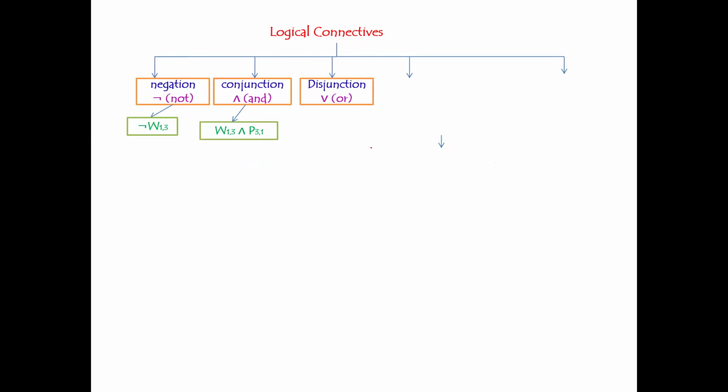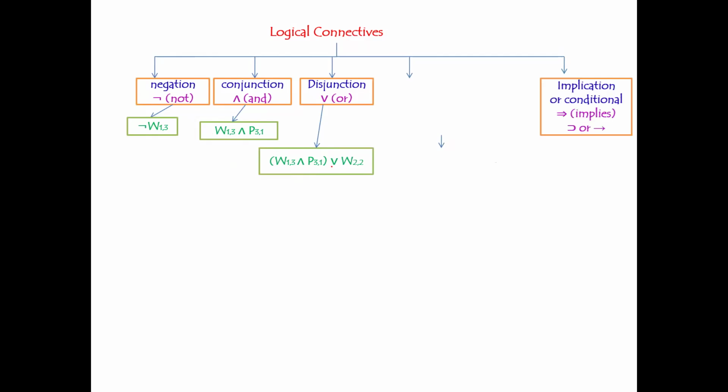The next logical connective is disjunction. You can call it or. This is the symbol that we will be using. Here is an example: W1,3 and P3,1 or W2,2. So here we have used the logical connective or.